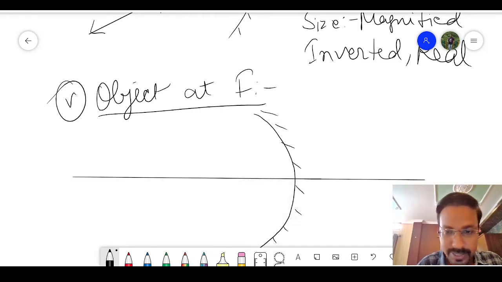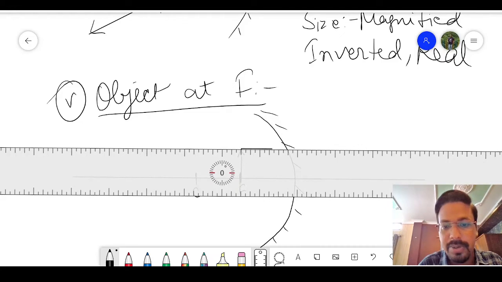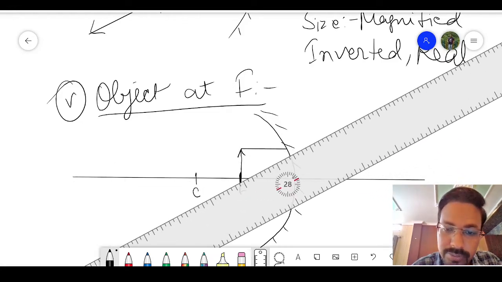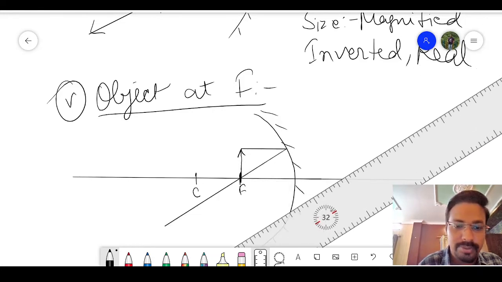Okay, object is at F, so if we draw our center here, suppose this is our center, suppose this is our focus. So what we will do is we will place the object at the focus. So again we'll start drawing our diagram. First one is going to be the parallel ray, and then it will pass through the focus. This is not general, as we have done it throughout.